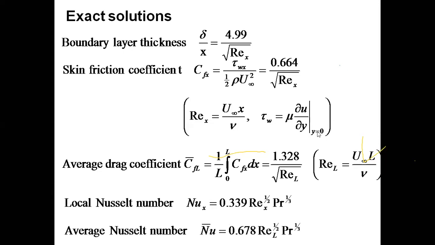average Nusselt number. The way we determine the average drag coefficient, we can also determine an average Nusselt number. It will be similar to the drag coefficient. You can integrate this Nusselt number over the length L, and you can find out the average value of it, which once again is a double. You can just see here this parameter is double this. If you multiply this 0.339 into 2, you get 0.678.